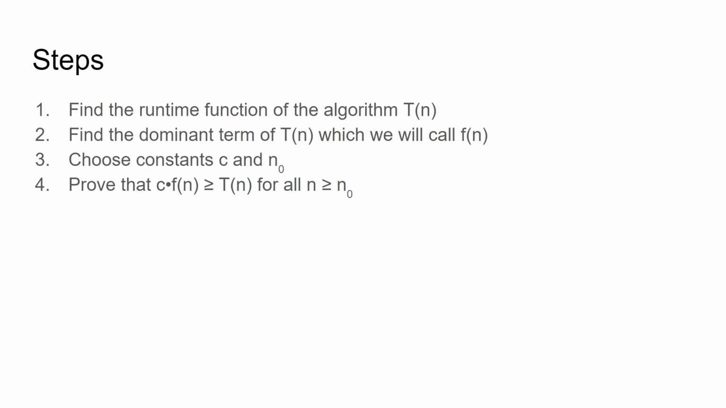These are the steps we are going to follow to calculate and prove the time complexity. First, from the algorithm, we will find t of n, the runtime function of the algorithm. Next, we will find the dominant term of the runtime function and call it f of n. And then we will choose the constants c and n naught and prove that the runtime function is bounded by c times f of n for all n greater than or equal to n naught.